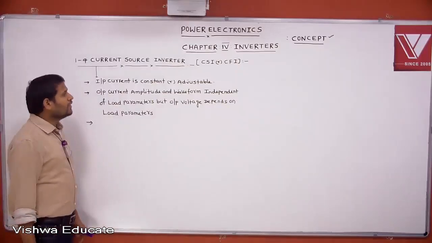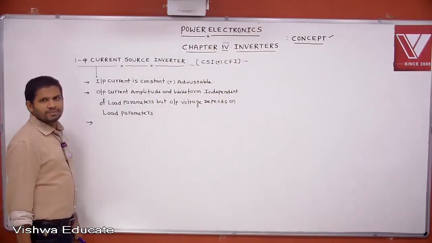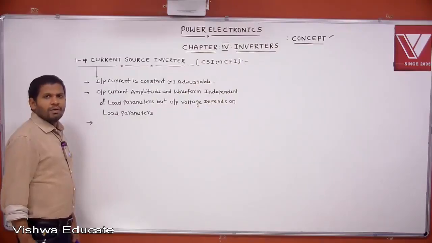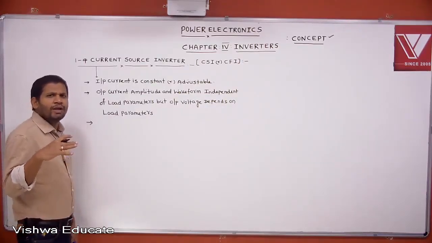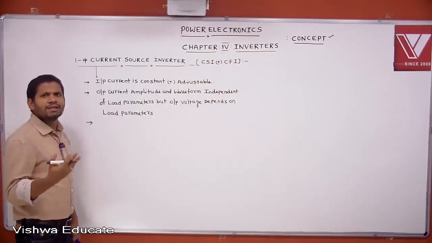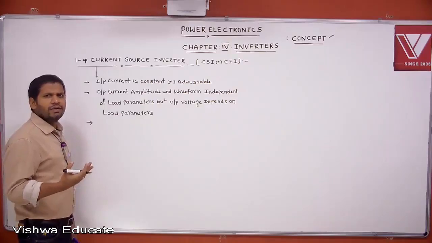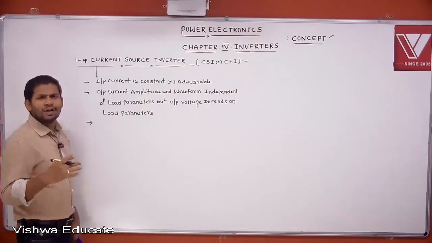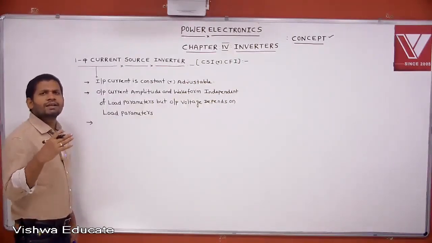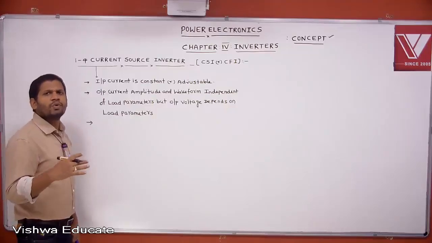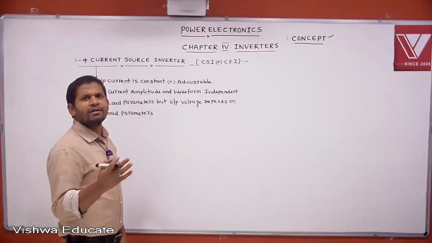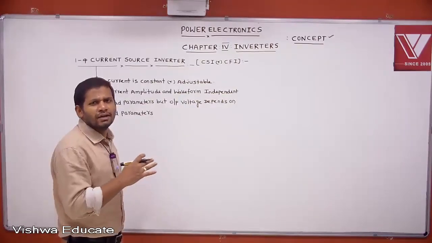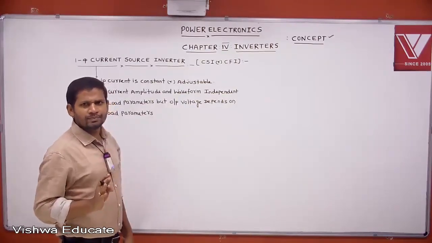In a current source inverter, I am talking about a current source, but practically we don't have current sources. If you want to make a current source, a voltage source in series with a large inductor acts as a current source. That's why a current source inverter must consist of one large inductor at the input side to maintain ripple free DC current. That point you know.